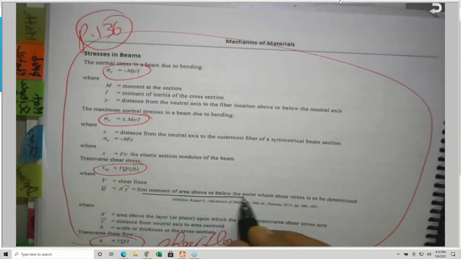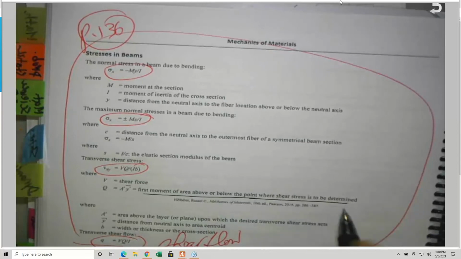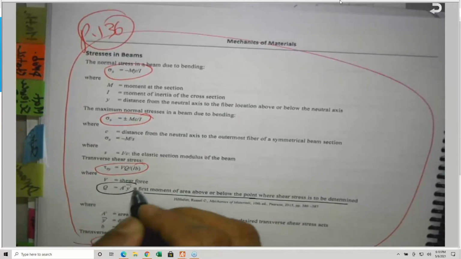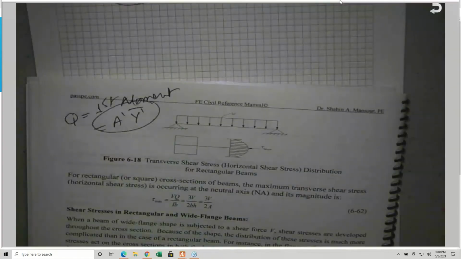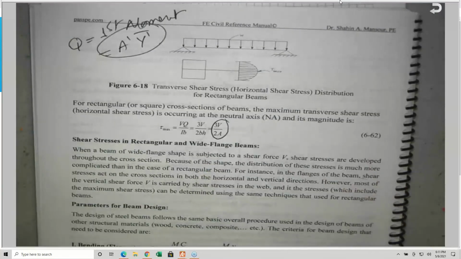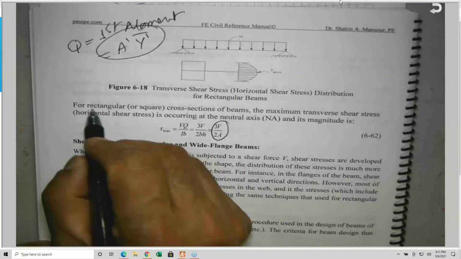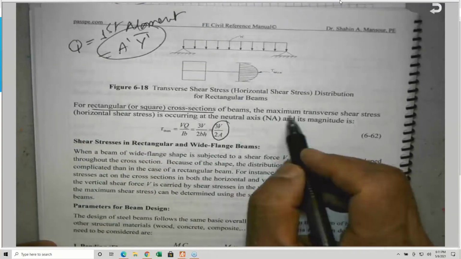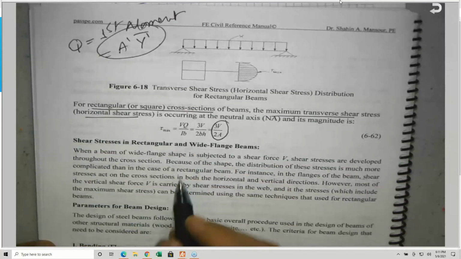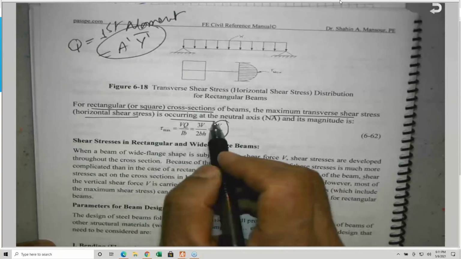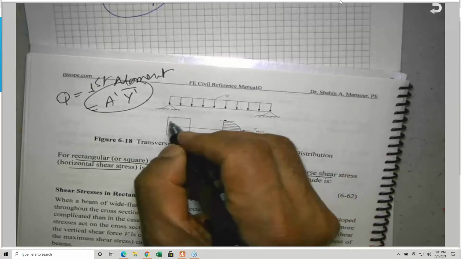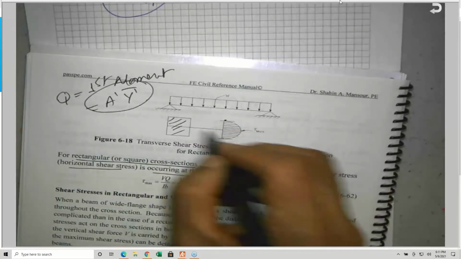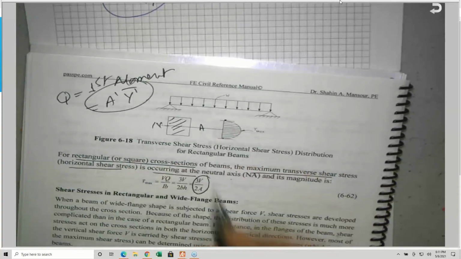The first moment of area, above or below the point where the shear stress is to be determined. This is Q. This is on page 136 of the NCEES. I was telling you that for rectangular or square cross sections, the maximum transverse shear stress, which we sometimes call horizontal shear stress, occurs at the neutral axis, where the shear stress at the top and bottom is 0. This is a rectangular shape, and the maximum is along the neutral axis, NA. This is the neutral axis.